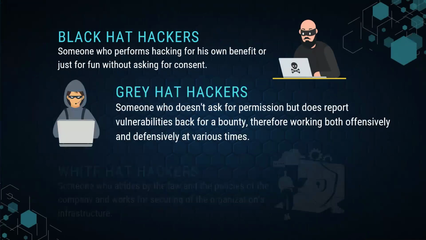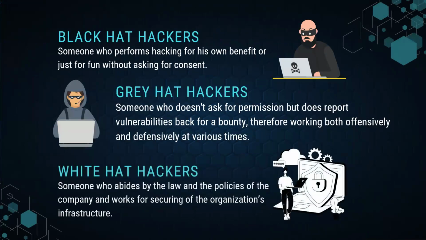On the other end of the spectrum, we have white hat hackers, someone who abides by the laws and policies of the company. They work for securing the organization's infrastructure. These are ethical hackers who are working for securing the infrastructure of organizations from hackers. And in between, there's a third category called gray hat hackers. Someone who doesn't ask for permission like a black hat hacker, but once he finds a vulnerability, he reports it back like a white hat hacker.